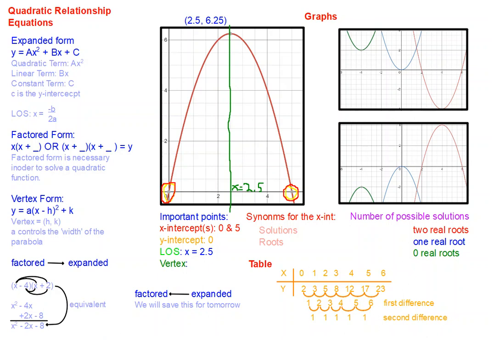Oh, finally, a parabola is a function because it does pass the vertical line test. In other words, for every x value, there is one and exactly one y value that satisfies any particular x value.